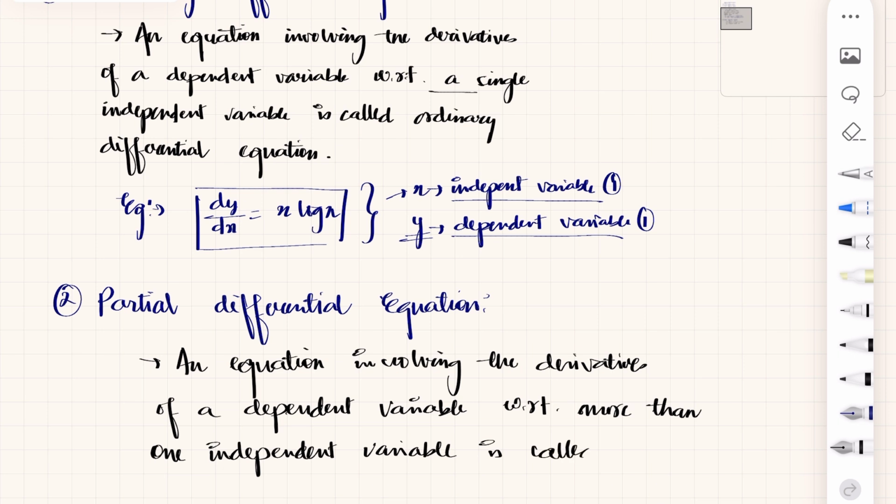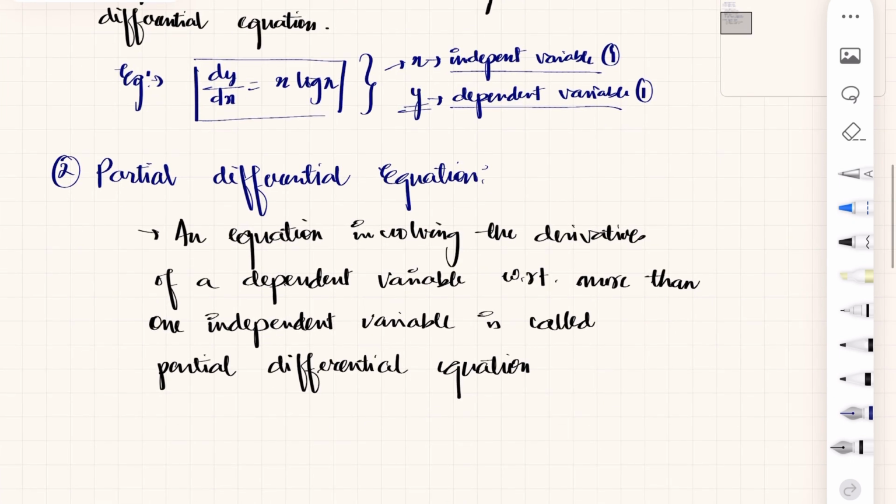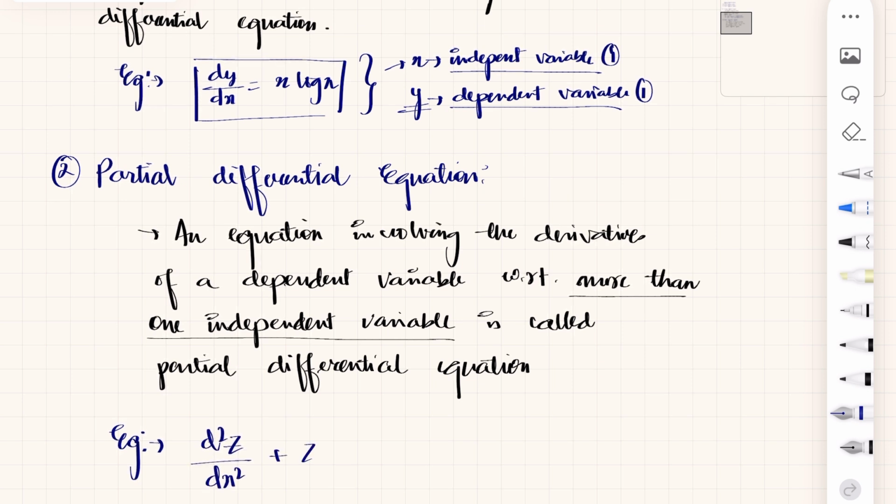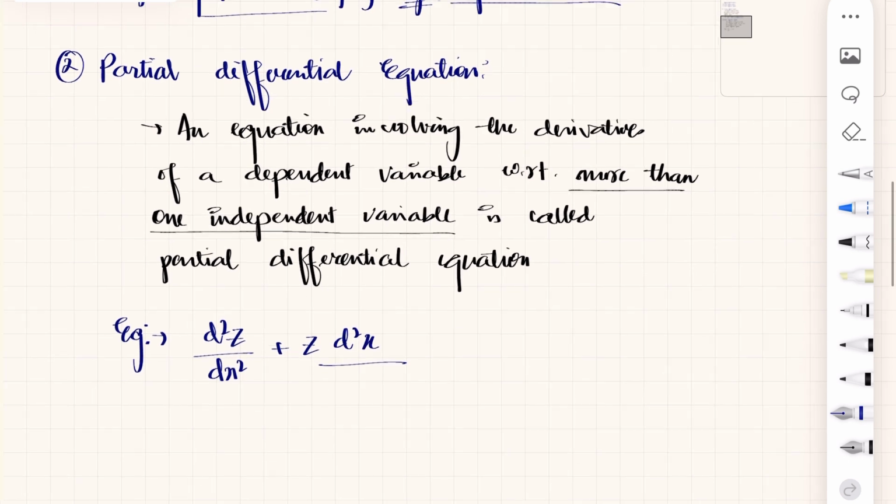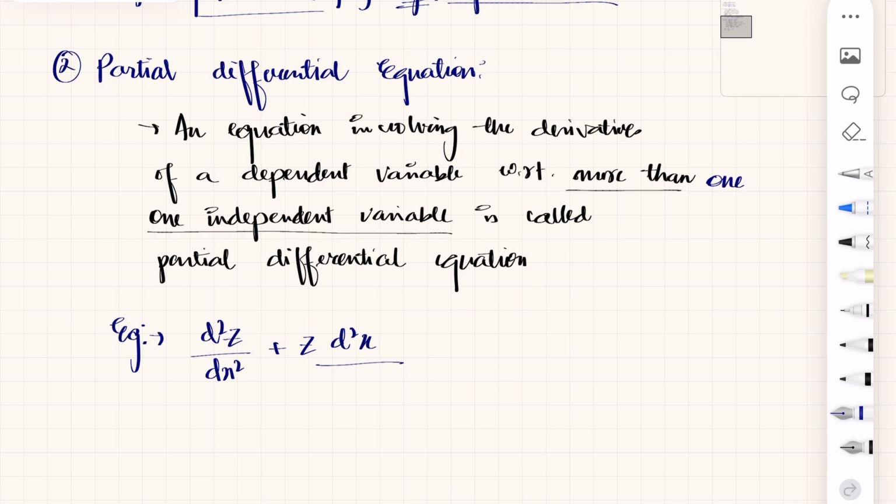Only after that will it be called a partial differential equation, right? Here we are saying it should be more than one independent variable. So I'll give an example. This is the example where there should be more than one independent variable.